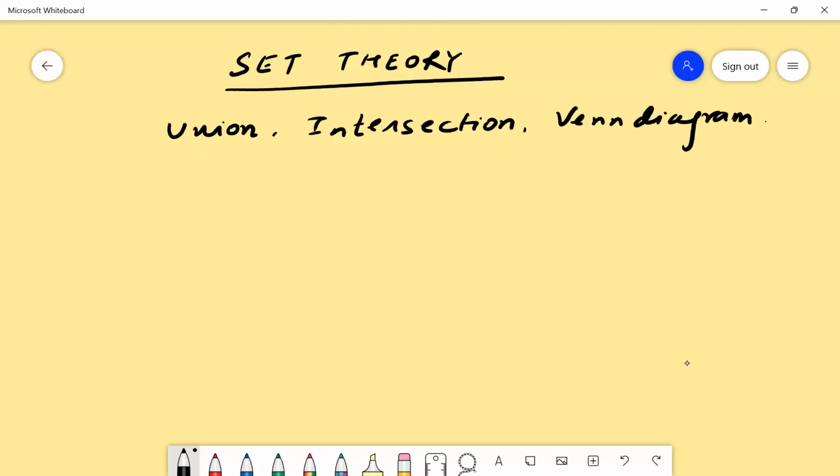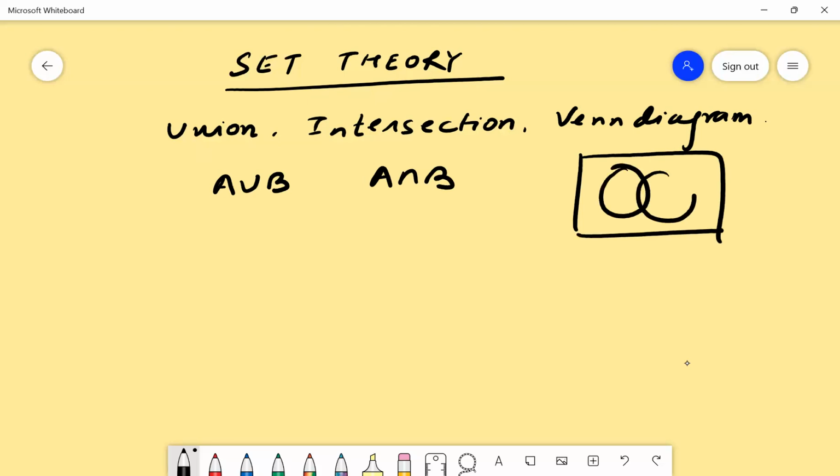And you might have often come across these words during your class 8, 9, 10th standard, like A union B, A intersection B, these kind of diagrams. This is A, this is B, this is U. So today I will discuss this set theory right from the very beginning point.